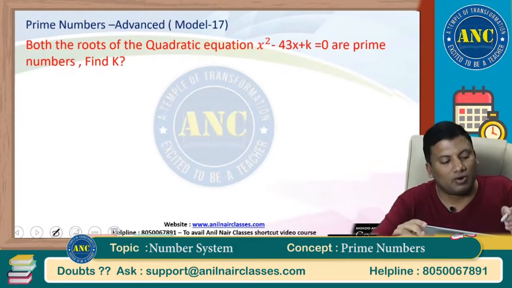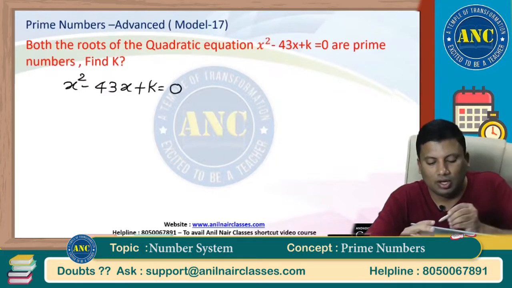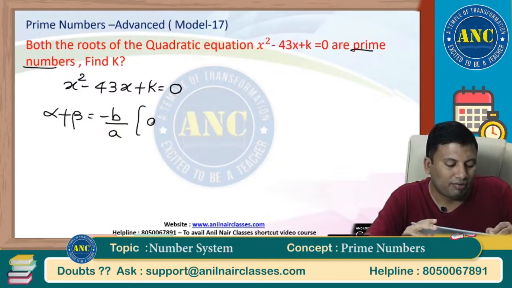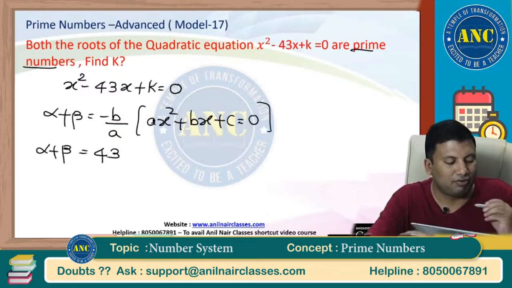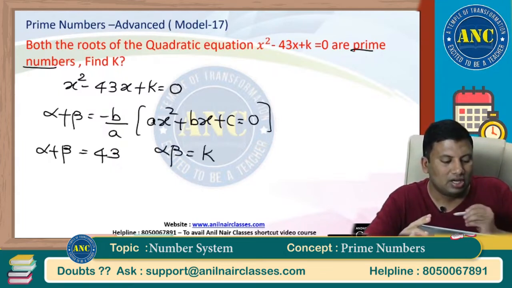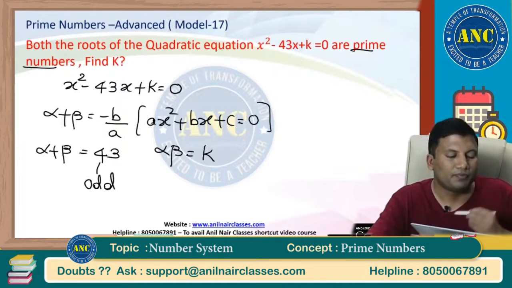Both the roots of the quadratic equation x square minus 43x plus k equal to 0 are prime numbers. The sum of the roots is given by minus b by a for the quadratic expression ax square plus bx plus c equal to 0. So alpha plus beta is minus of minus 43, and the product of the roots is c by a, which is k. 43 is an odd number.